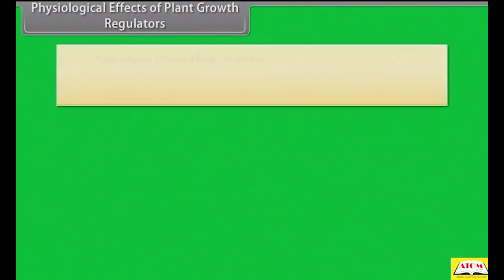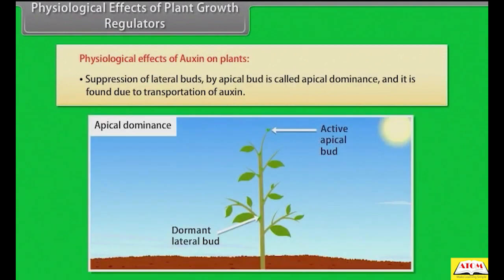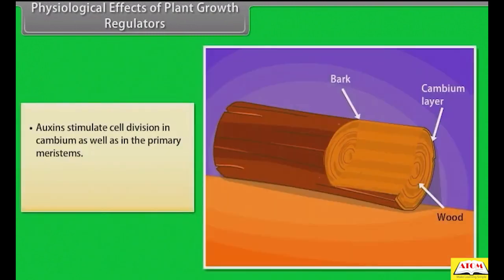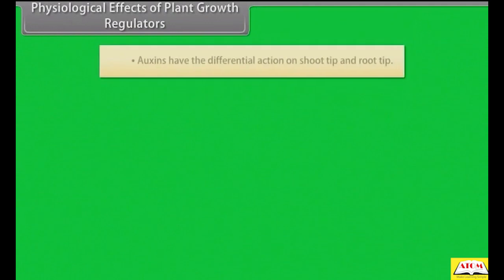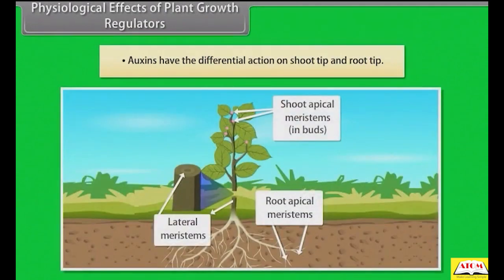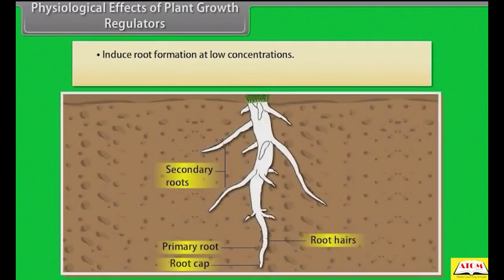Physiological effects of auxin on plants. Suppression of lateral buds by the apical bud is called apical dominance, and it is due to the transportation of auxin. Auxin stimulates cell division in the cambium as well as in the primary meristems. Cell elongation is an important role played by auxins. Auxins have a differential action on shoot tip and root tip. They induce root formation at low concentrations.